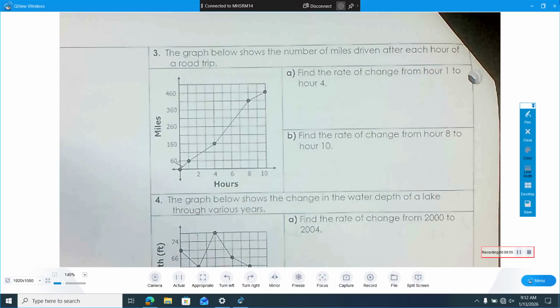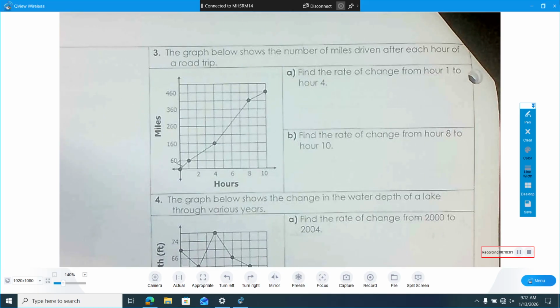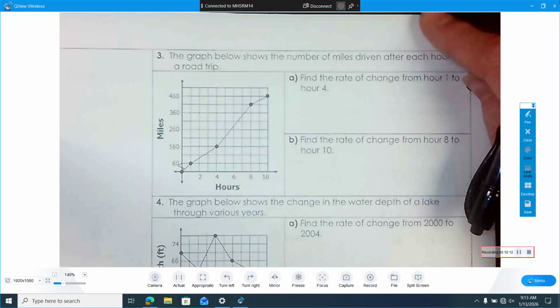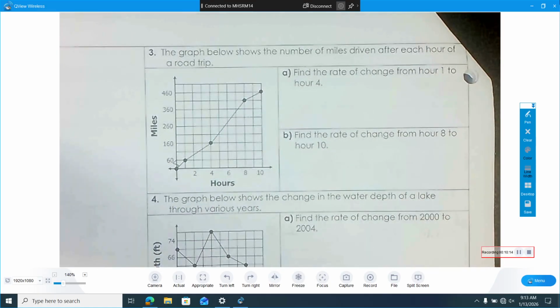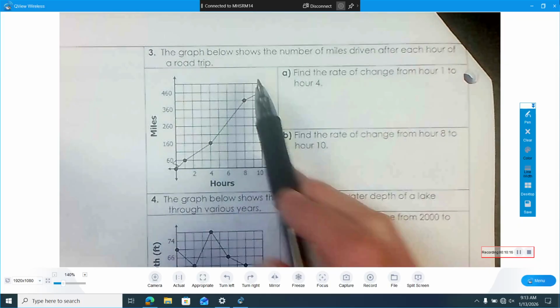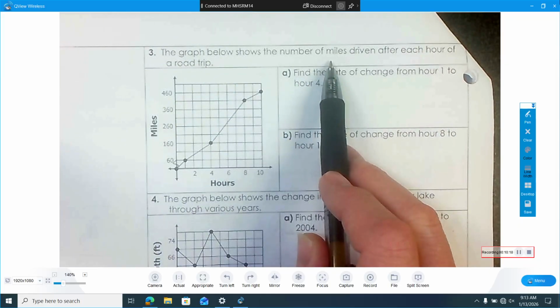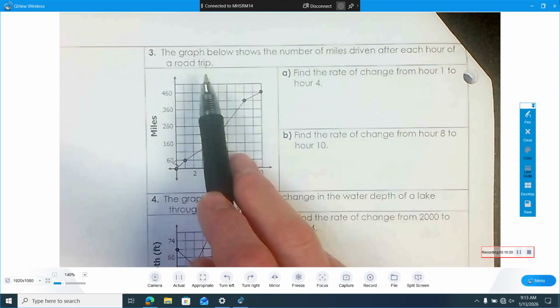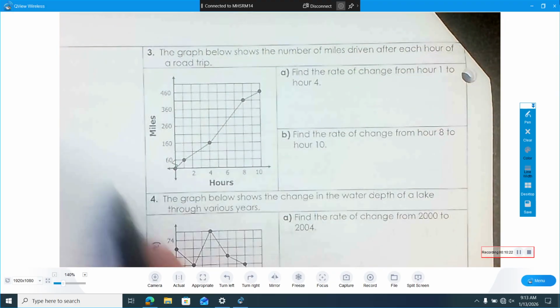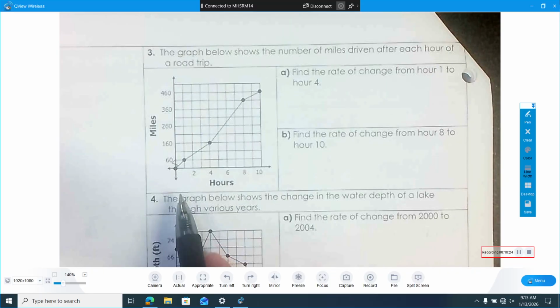So the first one, they presented things to us in a table format, an XY table. All right, so you're going to see the same thing in Delta Math today. You're going to have a table of values. Find your ordered pairs, subtract your y's, subtract your x's, easy peasy, okay? Here we have our information presented in a graph. The graph below shows the number of miles driven after each hour of a road trip. So let's make sense of the graph that they've given us here.